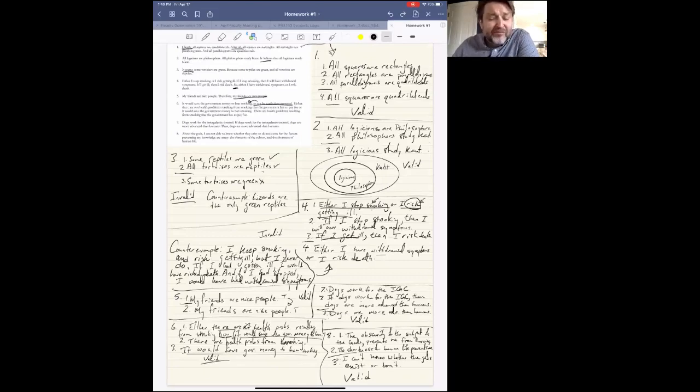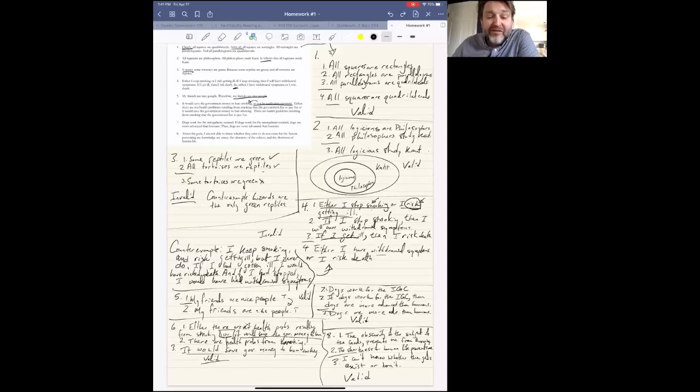The next argument, argument 4, is again an invalid argument. So this has the following form. Either I stop smoking or I risk getting ill. So this is the first premise. Then the next premise is, if I stop smoking, then I will have withdrawal symptoms. And another premise is, if I get ill, then I risk death. And this argument concludes as follows. We know this is the conclusion because of the use of the word so in the ordinary English paragraph. And so this concludes with the conclusion, either I have withdrawal symptoms or I risk death.